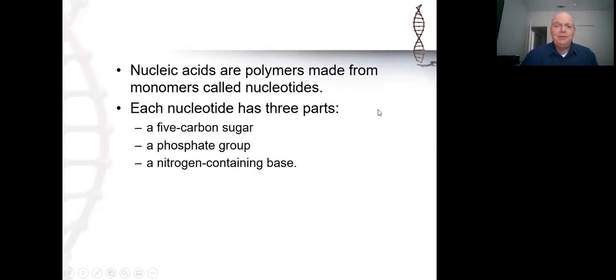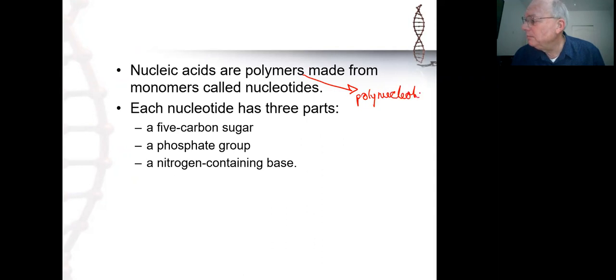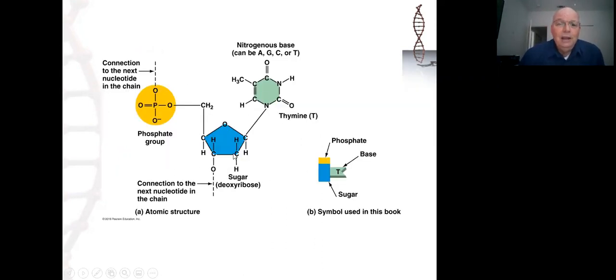So the nucleic acids are polymers, and so the polymers are called polynucleotides, because they are strings of nucleotides, and the nucleotide has three components: a sugar, and the type of sugar determines whether it's DNA or RNA.